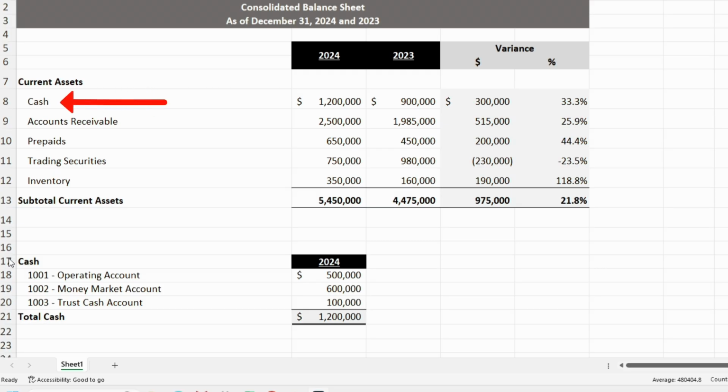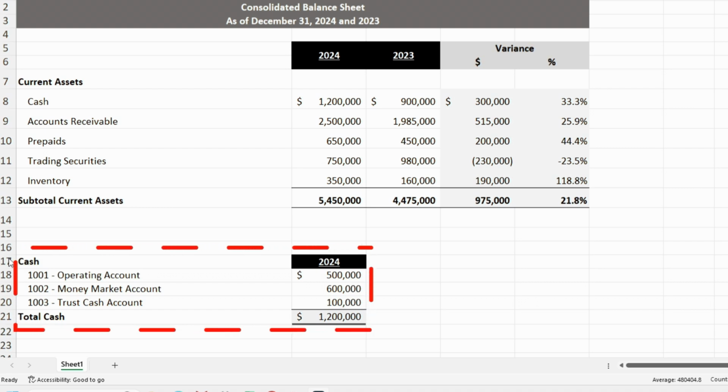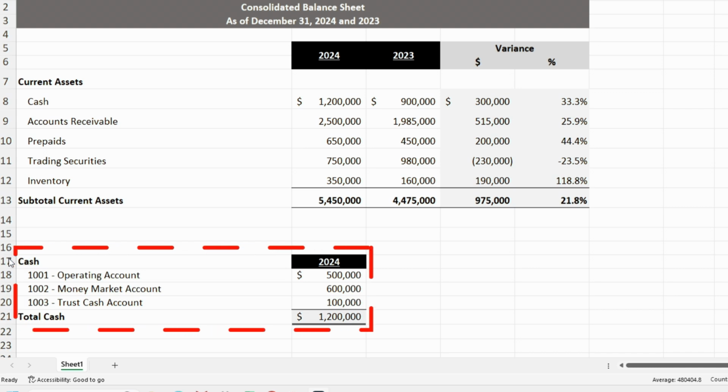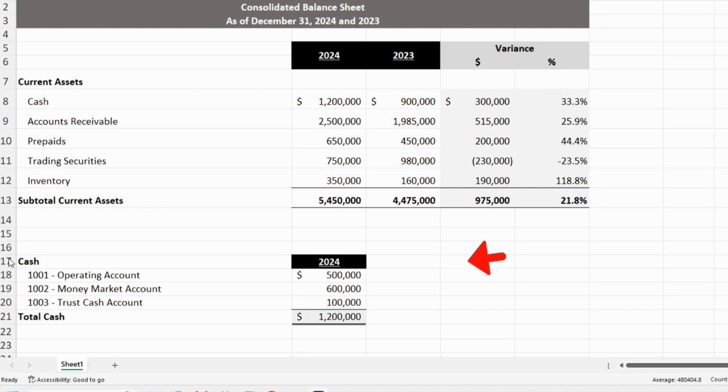Cash is going to be made up of all your cash accounts. In this situation, we have 3 cash accounts in our general ledger. We have our operating account, we have our money market account, and we have our trust cash account. Now, our operating account, this is what we're going to use to pay our payroll, our operating expenses, any expense of the business. Our money market account, this is going to be any excess cash that we want to earn a little bit of interest on.